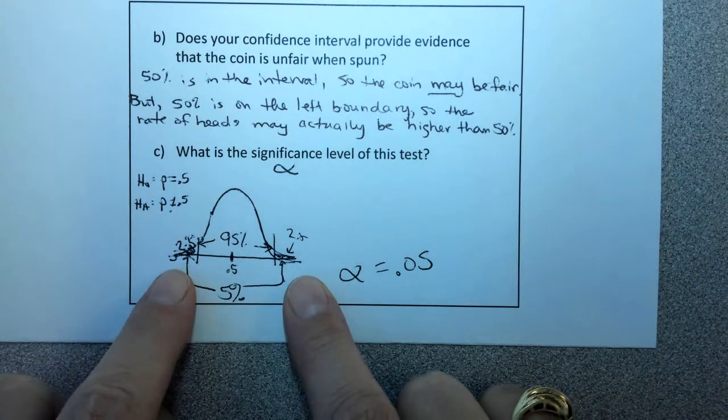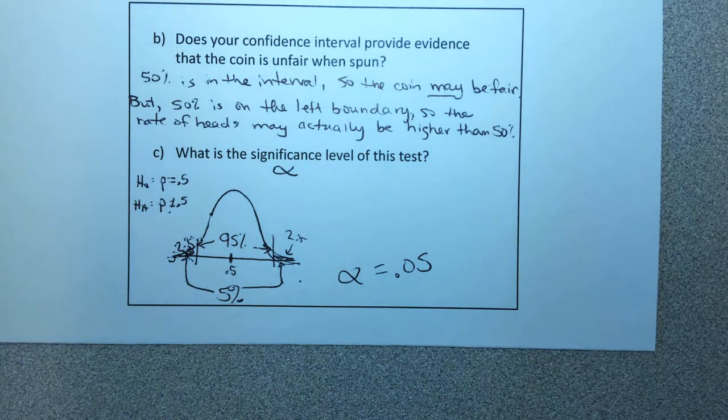And since both of those would lead us to rejecting the null, both of those 2.5% go together to make a zone in which we would reject the null. And the total of the two areas is the 5%. It's only 2.5, right, so it's greater than.